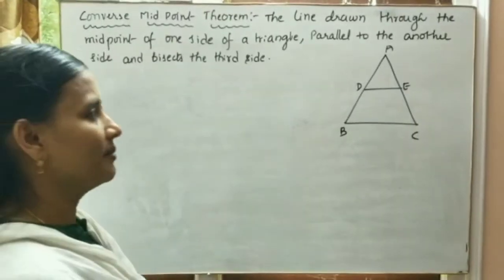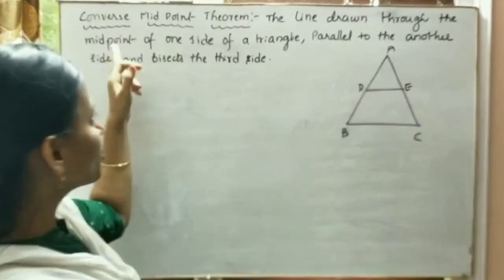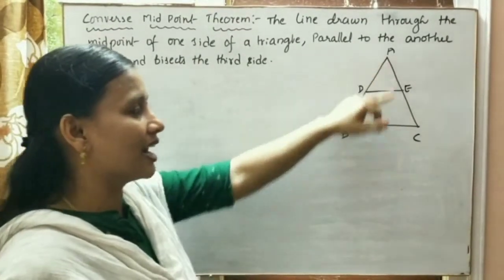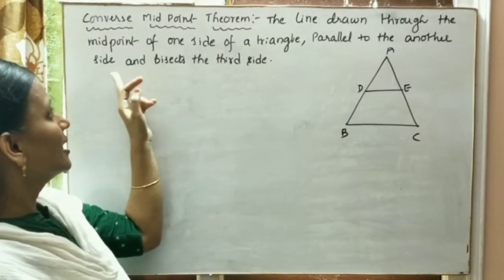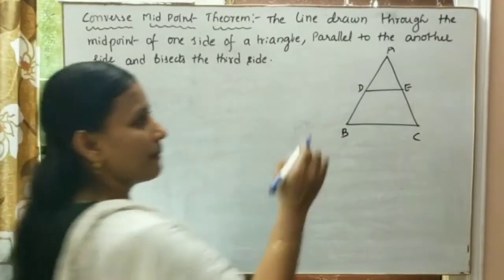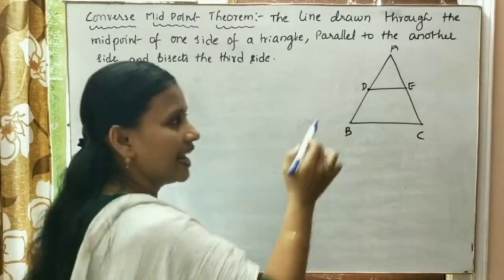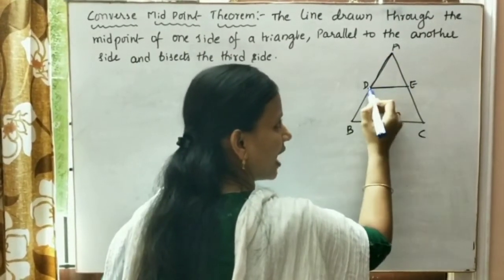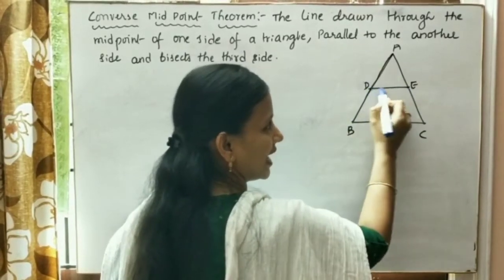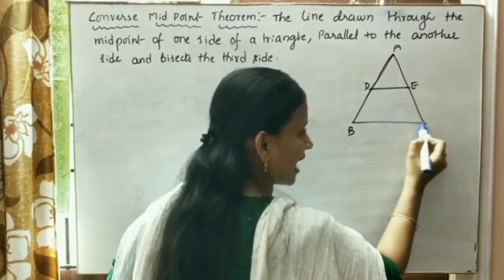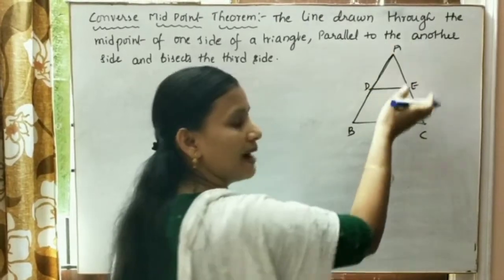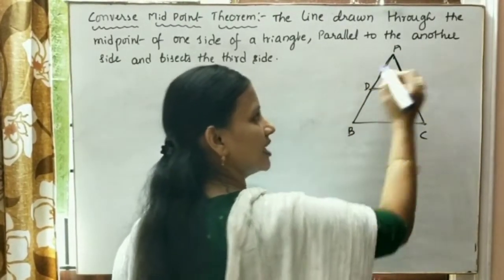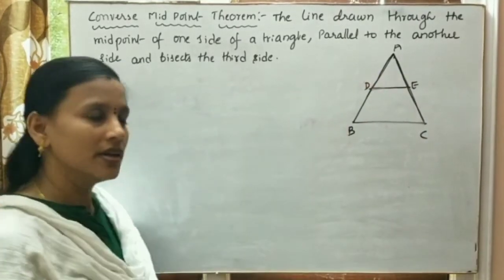Converse of the midpoint theorem: the line drawn through the midpoint of one side of a triangle, parallel to the second side, bisects the third side. This line is drawn through the midpoint of one side and is parallel to the second side, and we have to show it bisects the third side, which means we have to prove AE is equal to EC.